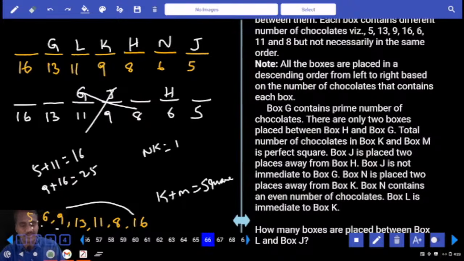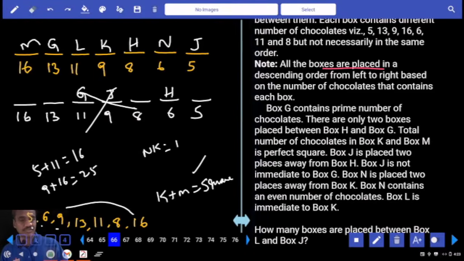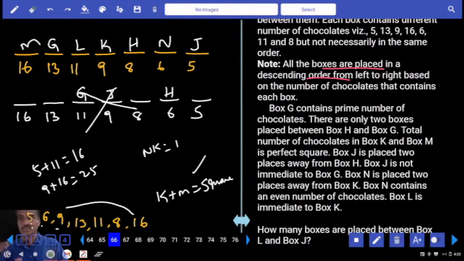Then what else is left over here? M. Now M is here. K plus M is what? A perfect square. Then my second priority is clear. Here they have already given it very clearly. All these were arranged in the descending order. Numbers were fixed, so you need to arrange only the boxes.